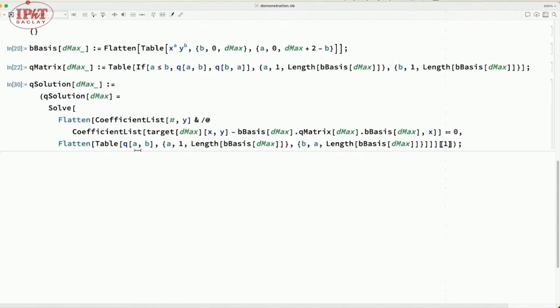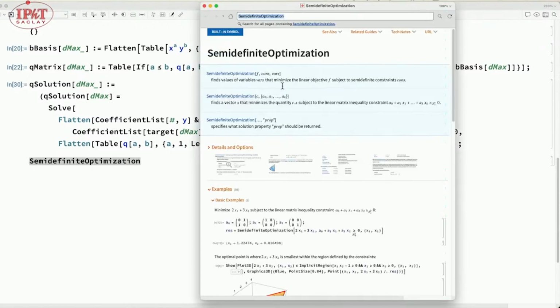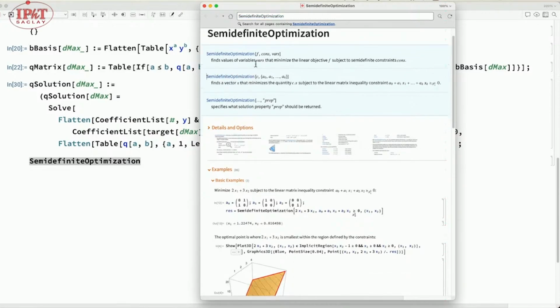So we are almost there. And when I was trying this, I realized that Mathematica implements semi-definite optimization. So let's look at this function. It doesn't work super well, but it gives us some crude answer. So what does this function do? We are interested in this case. It's a function that takes two arguments. The first argument is a vector c.